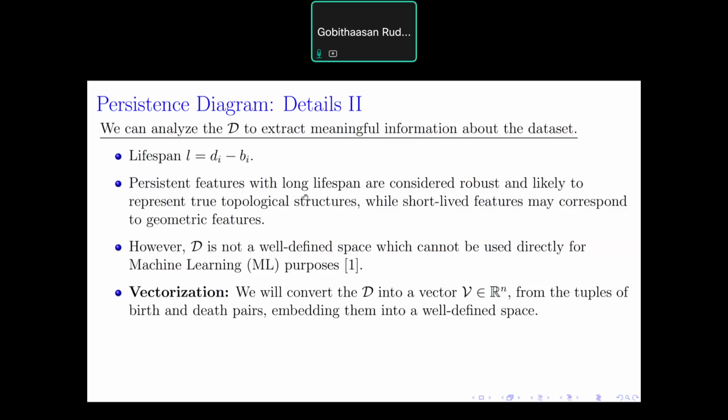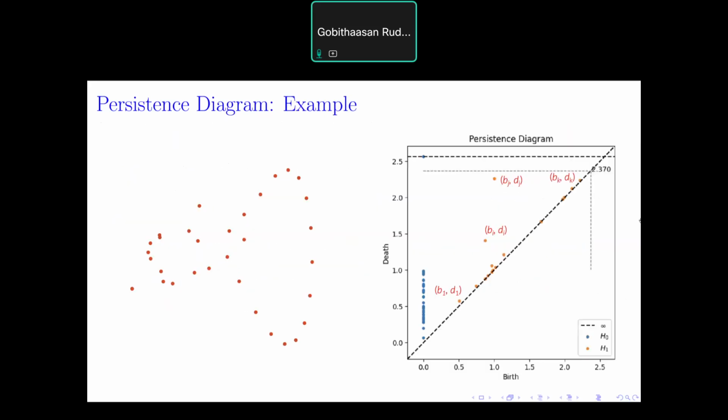Persistent features with long lifespan are considered robust and likely to represent true topological structures, while short-lived features may correspond to geometric features. Just now we saw two big holes which persisted over some time. The big hole will be very far away from the diagonal line, for example this one very far away. This indicates the big hole, which is the topological information. Again, this hole here, a bit further from the diagonal line, also represents topological information.